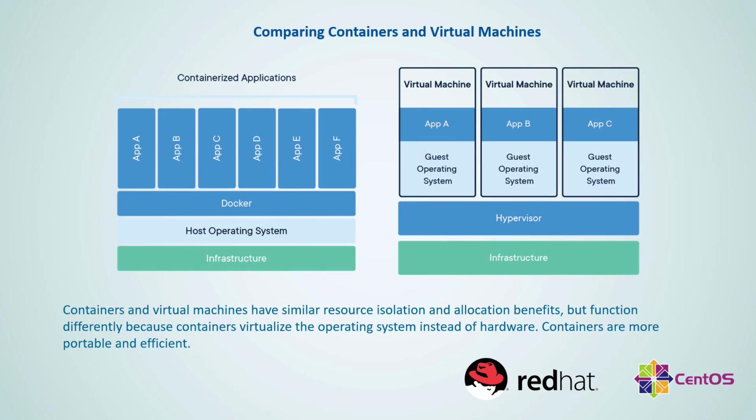Okay, we can compare containers and virtual machines. We have shown on the right side the typical virtual machines, their architecture and how they operate, and on the left we have shown the Docker architecture. Containers and virtual machines have similar resource isolation and allocation benefits, but function differently because containers virtualize the operating system instead of hardware. Containers are more portable and efficient.